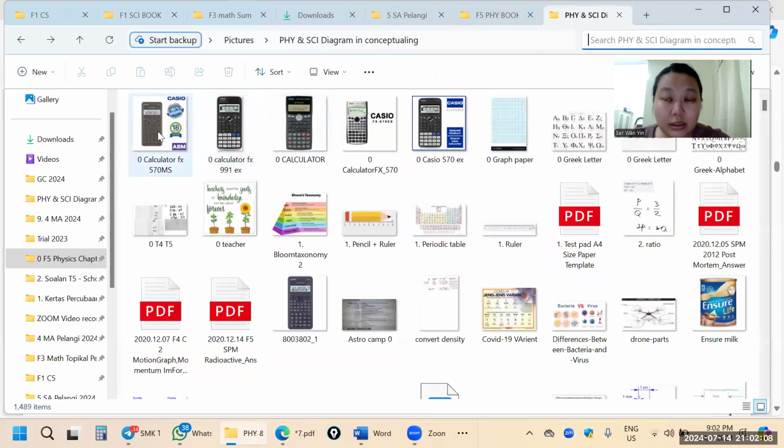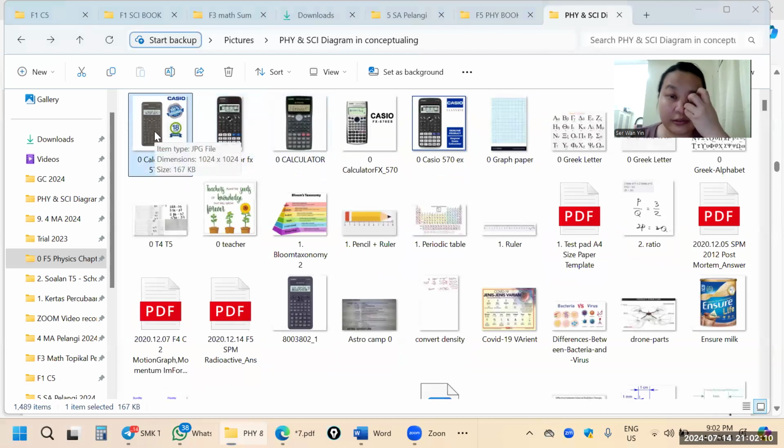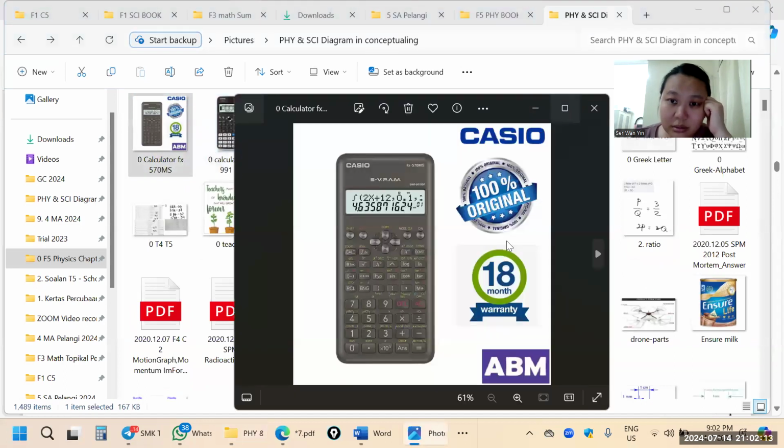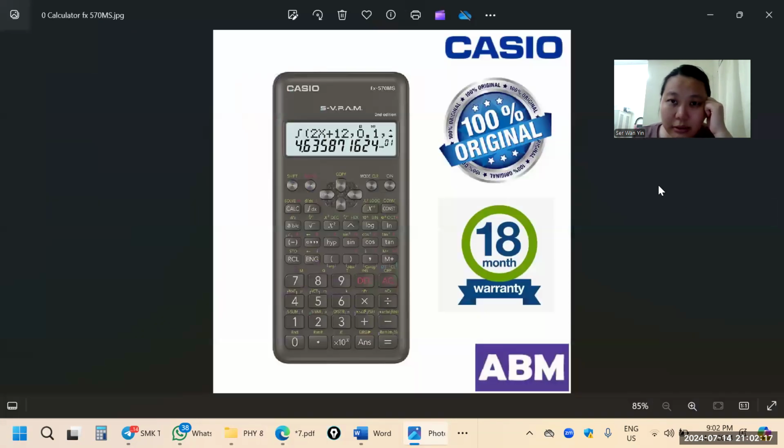You can use a calculator. If you have this kind of calculator, I can see the prefix is actually here. It's yellow color. So this is mega, giga, tera, micro, milli, kilo, femto, pico, nano.